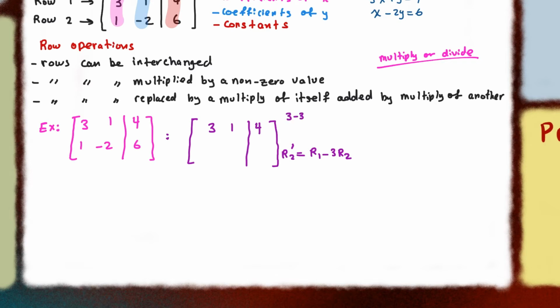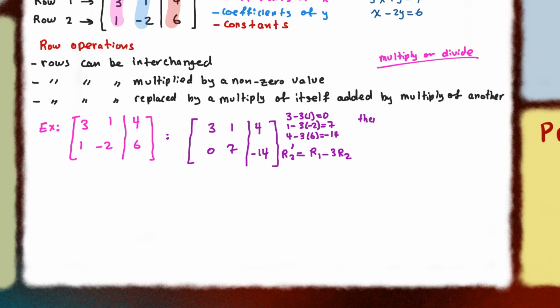So for the first row, we have a value of 3. We're going to subtract that by 3 times the first value of row 2, which is 1. So 3 minus 3 times 1 will give us 0, and we'll replace our value of row 2 with 0 here. Then the second value of row 1 is 1. We're going to subtract that by 3 times the second value of row 2, which is negative 2, and we will get 7. We will write that down. And finally, subtract 4 by 3 times the value of row 2, which is 4 minus 3 times 6, which will give us negative 14.